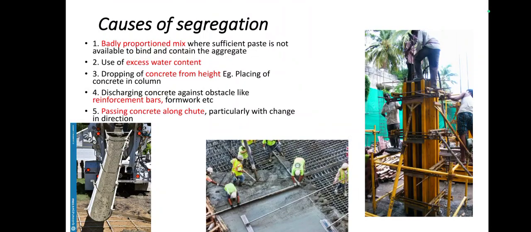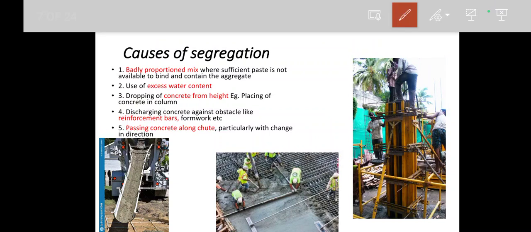Regarding the causes, the main cause of segregation is mainly a badly proportioned mix. We may do a nominal mix and a design mix. During that time we have to know the properties of the ingredients. For example, for aggregate, what is its specific gravity, and for cement, what is its specific gravity. With the specific gravity only, the mix design proportions are made. If you don't know the properties of the ingredients and you make a normal mix, it may sometimes result in a badly proportioned mix, thereby causing segregation.